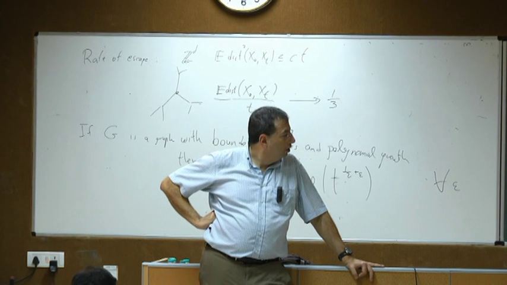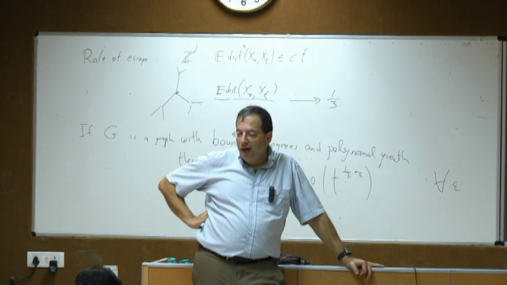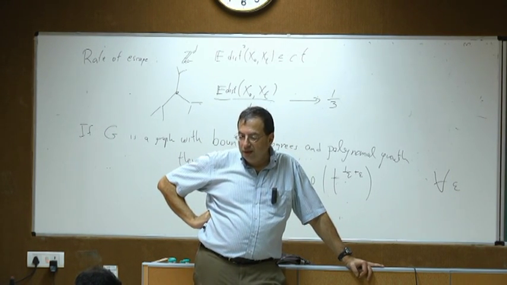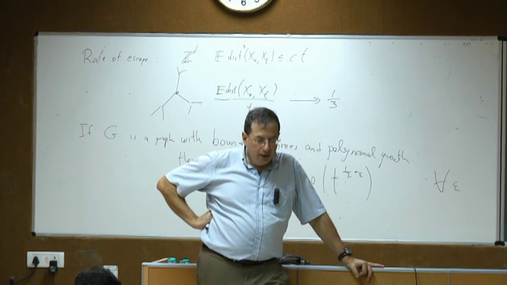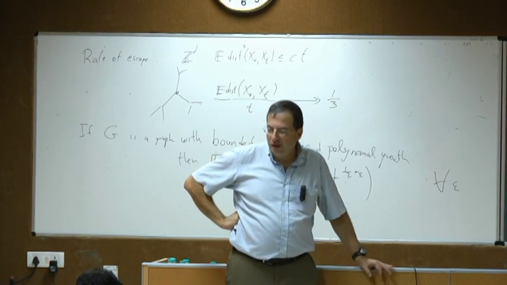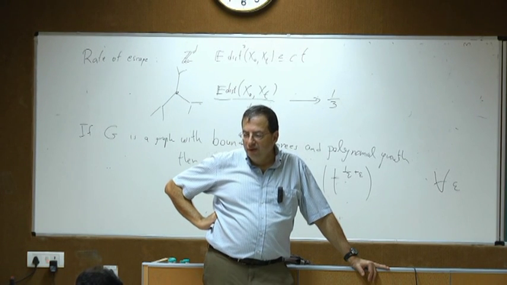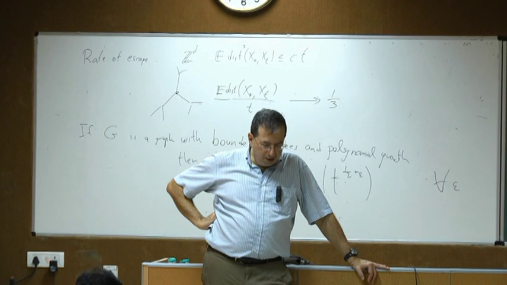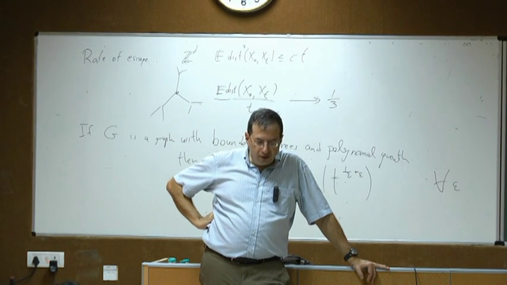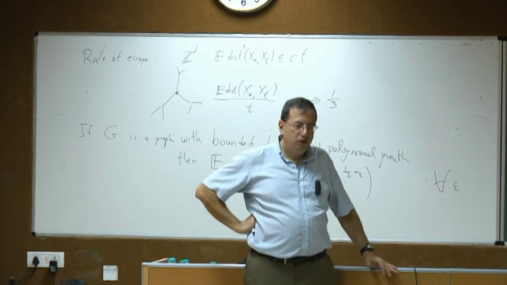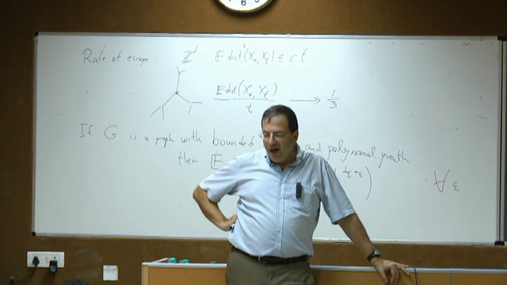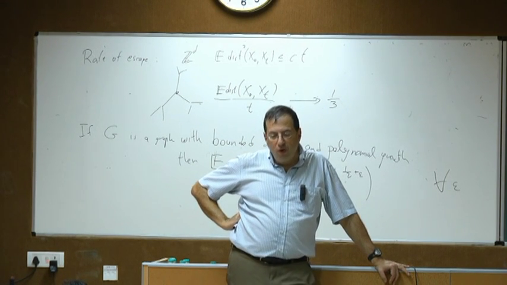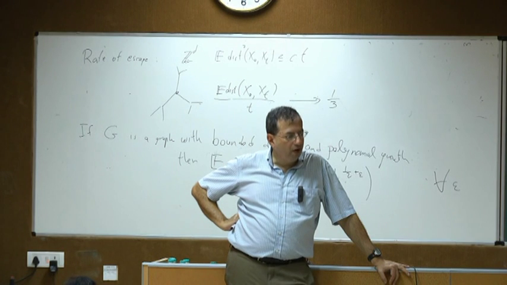A ball of radius r has order 3 to the r vertices, again up to constant. So you have to sum some geometric series. So that's a big contrast, and it's related to the speed. So you can bound from above the speed of the walk using the growth of the graph.